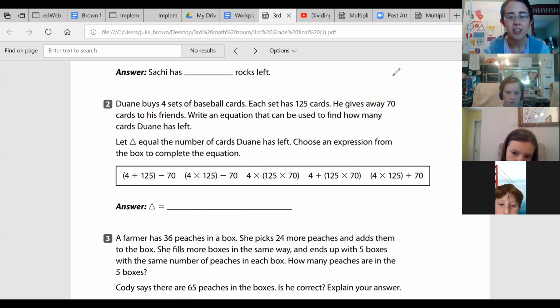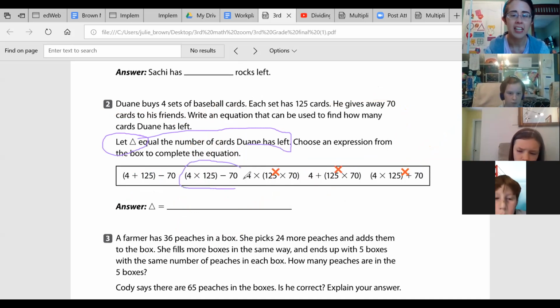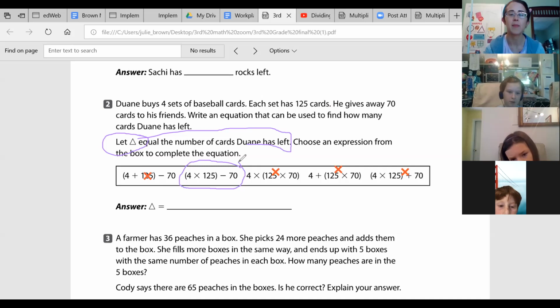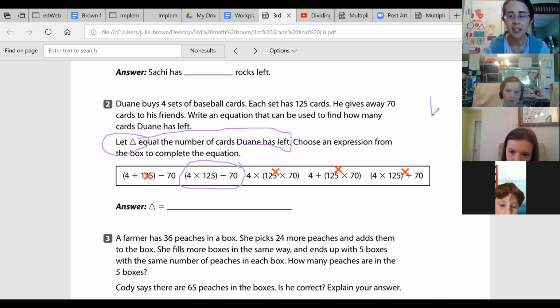Got it. We do have to solve because the triangle is going to be equal to the number of cards he has left. So if we actually take this expression and solve it, that will be how many cards he has left. 125 times 4, think about money. So 125 in terms of money would be $1 and how many cents? 25. Yeah. So if I just write out $1.25 4 times, that's going to make it easy to do the multiplying because I will add this together 4 times.